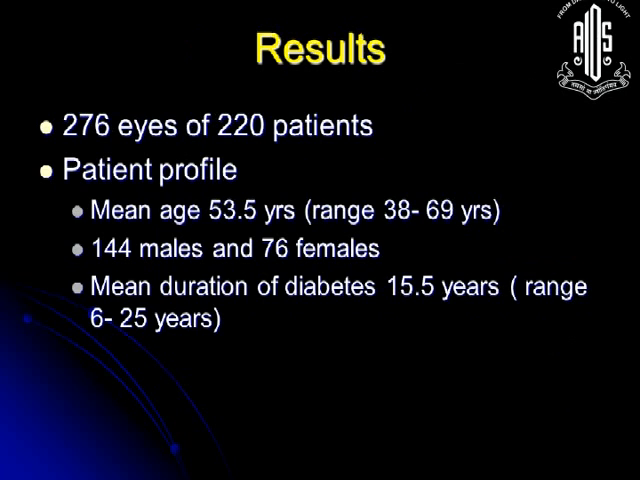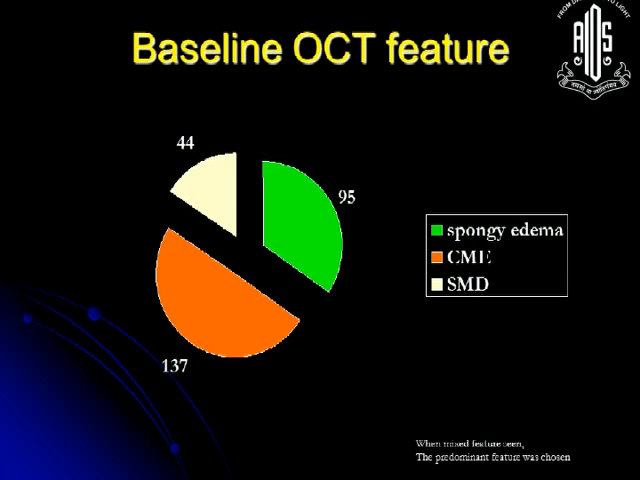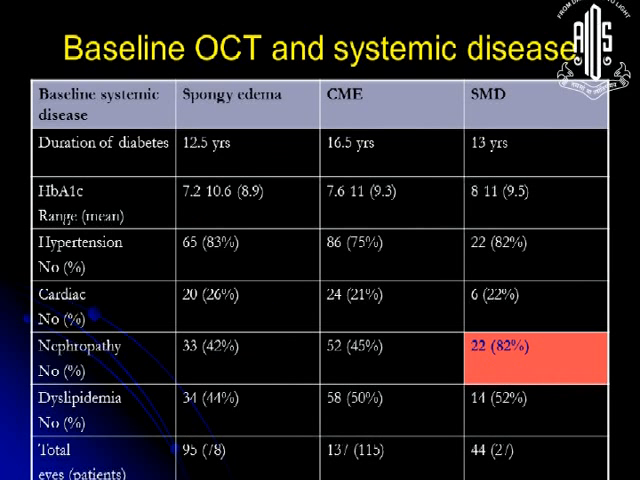The mean age was 53 years and the mean duration of diabetes was 15 years. At baseline, almost 50% of the patients had cystoid macular edema. If you look at these 3 groups, we found that HbA1c values were fairly similar in these 3 groups. We however found an increased incidence of nephropathy in the group with SMD, which we found to be statistically significant.